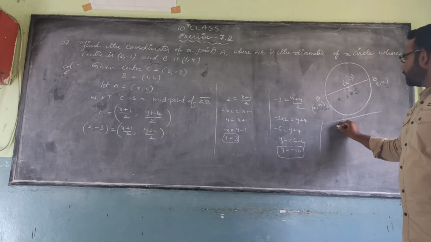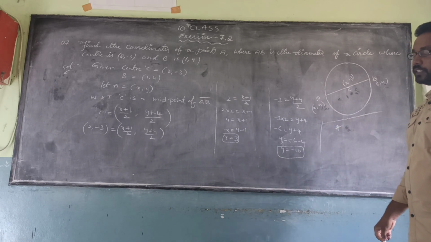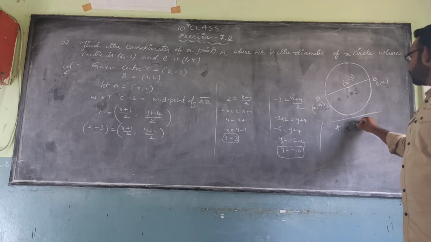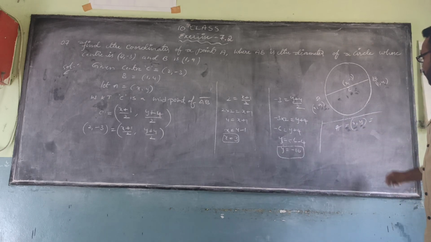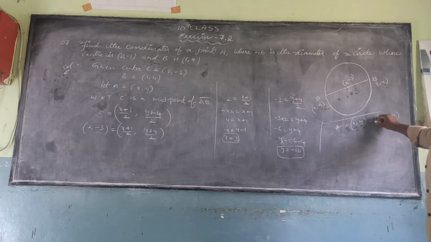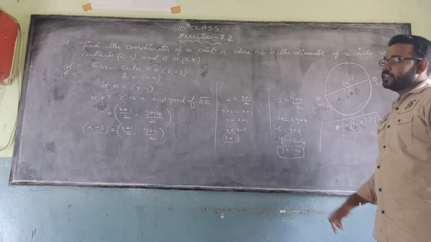So the coordinates of the point A, that is (x, y), is equal to (3, minus 10). This is the point we have to find. That's it.